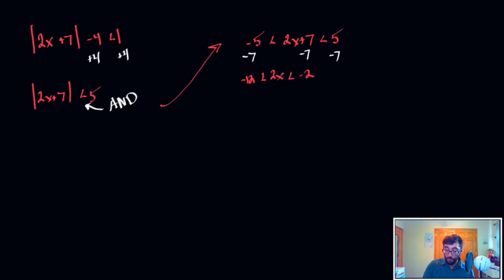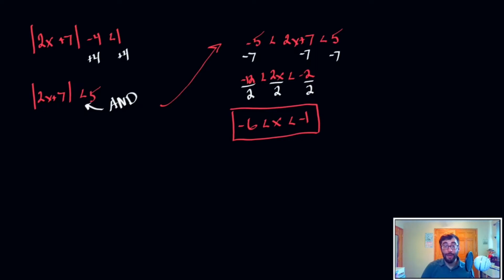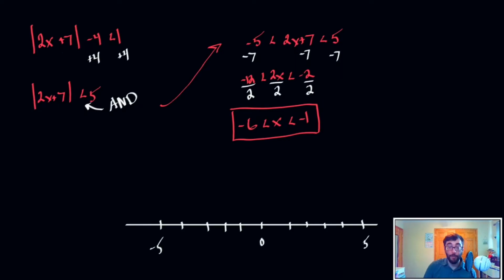And now if I was just solving a normal inequality or equation, I would divide each side by 2, and I still divide each side by 2. So this is going to become negative 6 less than x, which is less than negative 1. So there is our solution as an inequality, a compound inequality. I do want it to also be in a graph, though, so I got a little number line here. So we can go ahead and plot that on the number line.